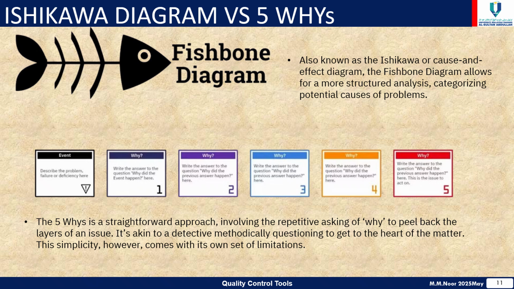Now, let's compare Ishikawa with another tool, the 5 whys. The 5 whys is simple. Just keep asking why until you reach the root cause. It's like peeling an onion layer by layer. So the 5 why is straightforward approach involving the repetitive asking of why. It's akin to detective methodically questioning to get to the heart of the matter. This simplicity, however, comes with its own set of limitations.